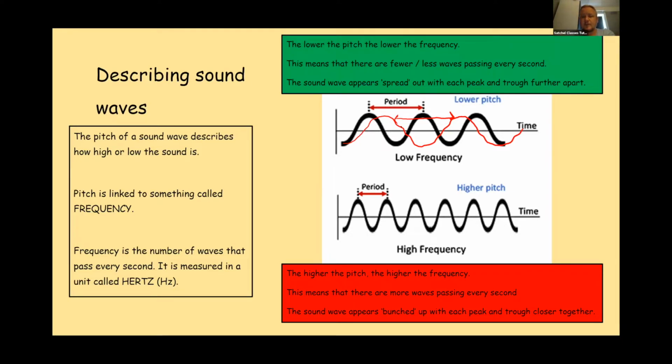So with the example that we've got here, if I wanted a higher pitch than the one that's on screen, then I would be looking at something that does this, where there are more waves in the same amount of time, and those waves are closer together and more bunched up, with much smaller space between each trough or each crest.